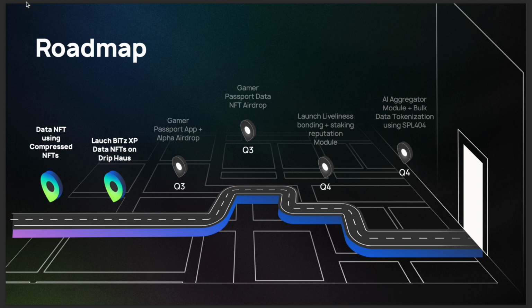Items on our roadmap: we have launched data NFTs using compressed NFT standards. Our Bits data NFT collection was dropped on DripHouse just last week. Next, we move on to the alpha version of the Gamer Passport and all its components.